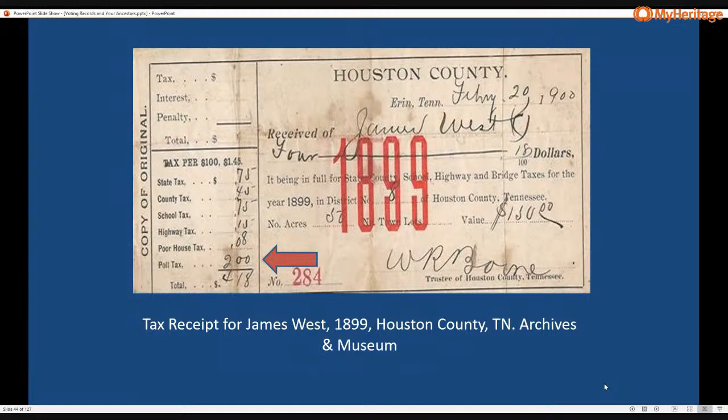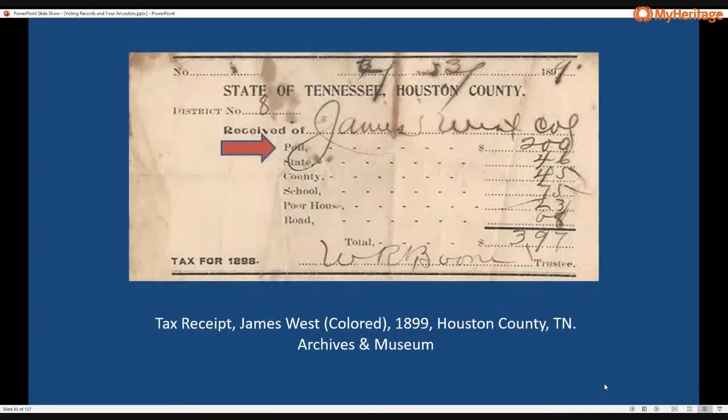Here's a tax receipt for James West, who was actually an African-American gentleman. I don't know if you can tell by his name, but there's a parenthesis with a C, which stood for colored back then. And he's paying his poll tax. In fact, he's paying all of his taxes, but part of his taxes from 1899 was the poll tax. That means he got to vote. This is in 1899. Here's another receipt for Mr. James West. It also lists him as colored, paying his poll tax for 1899. The one was for 1900.